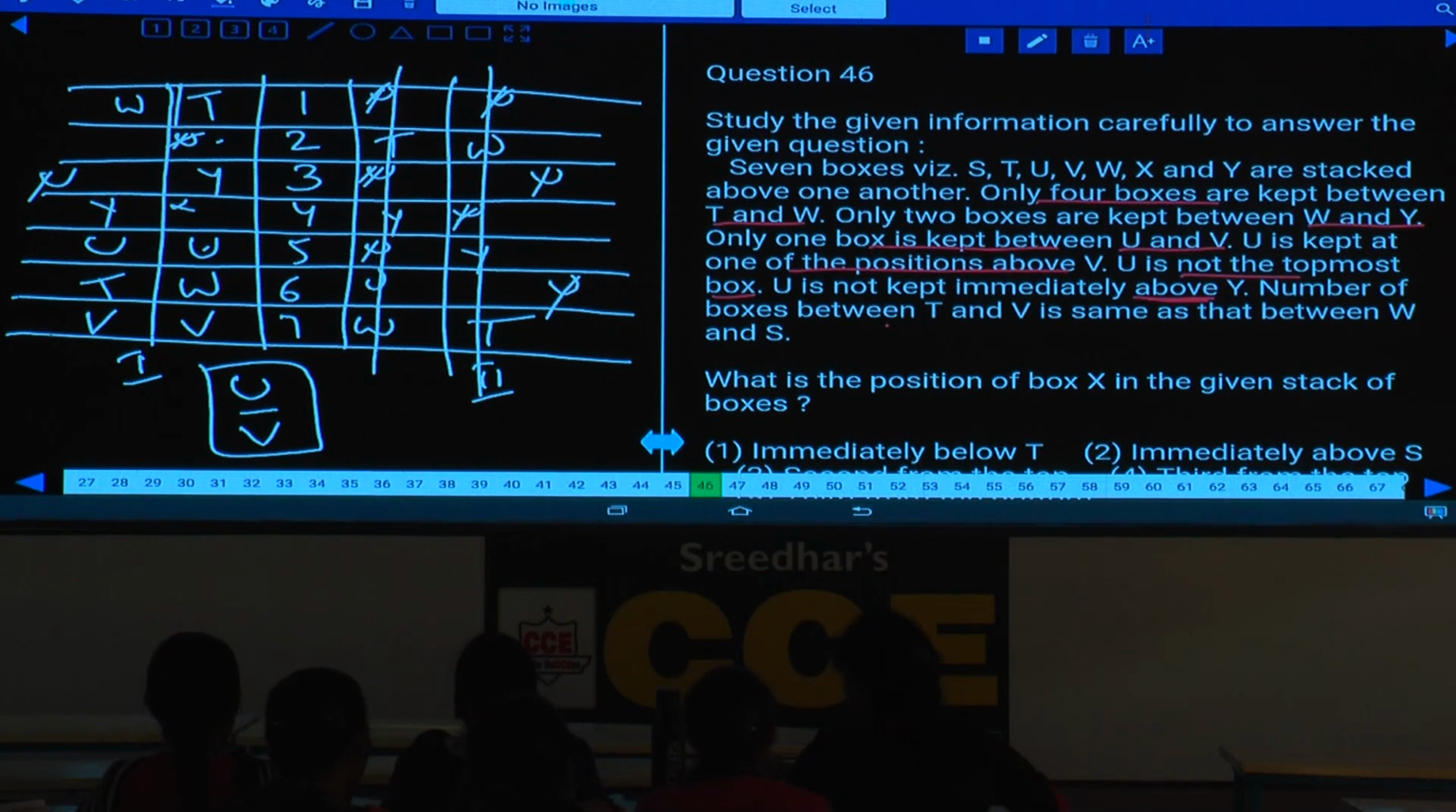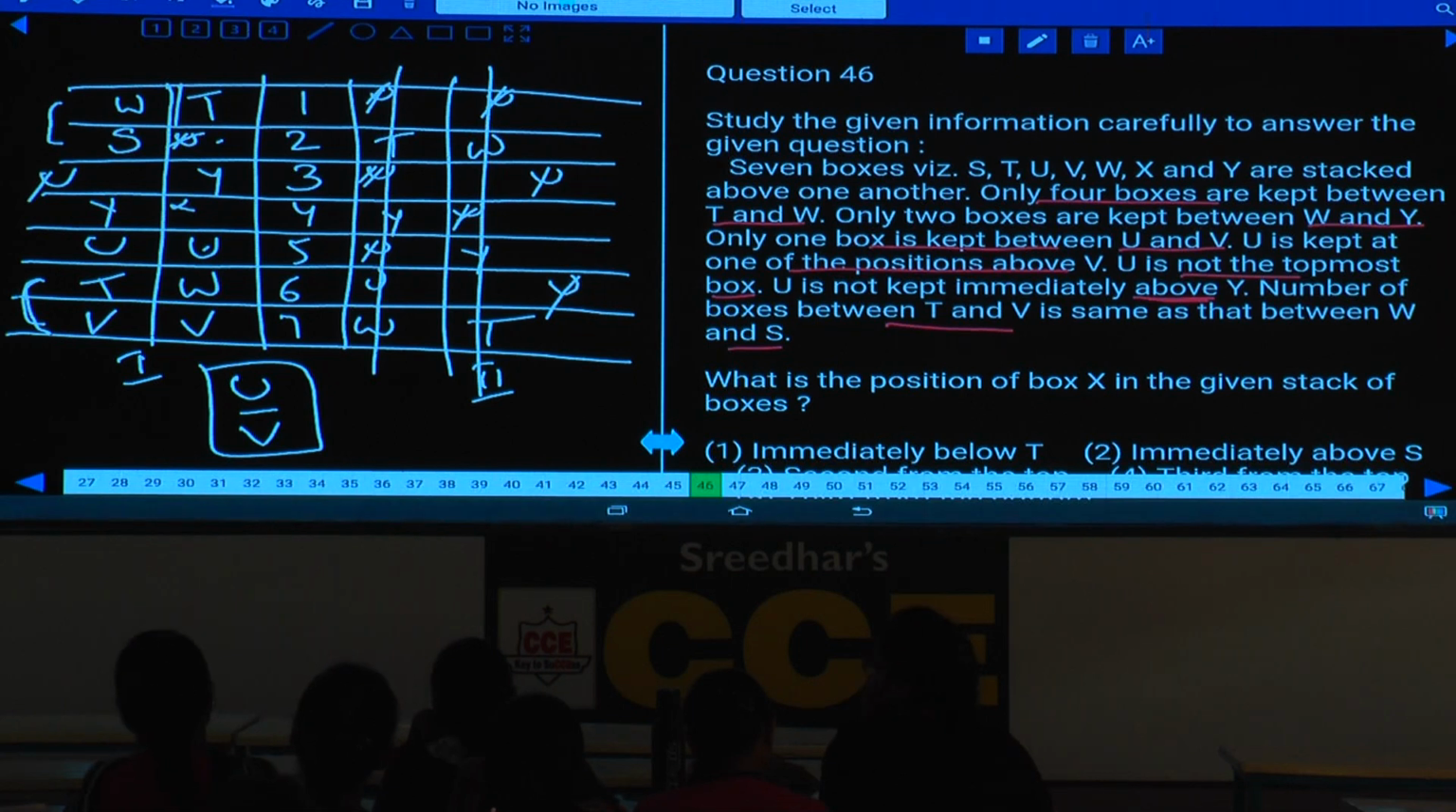The number of boxes between T and V. Now the number of boxes between T and V is the same as between W and S. Now in between T and V, how many boxes are there? There is no box. These T and V are adjacent to each other. W and S must also be adjacent to each other. Hence S will be here. Number of boxes in between T and V is 0. Number of boxes between W and S is 0. Then what is left over here? X is the box left over, X will be here.